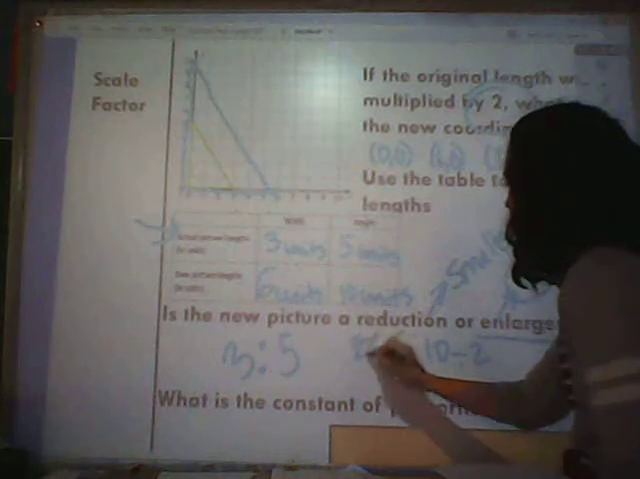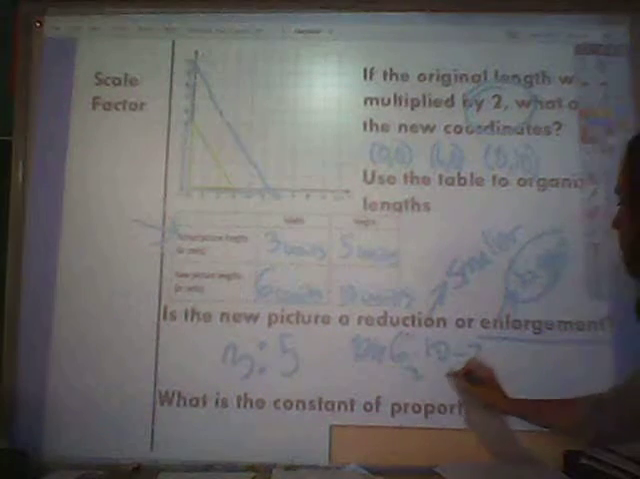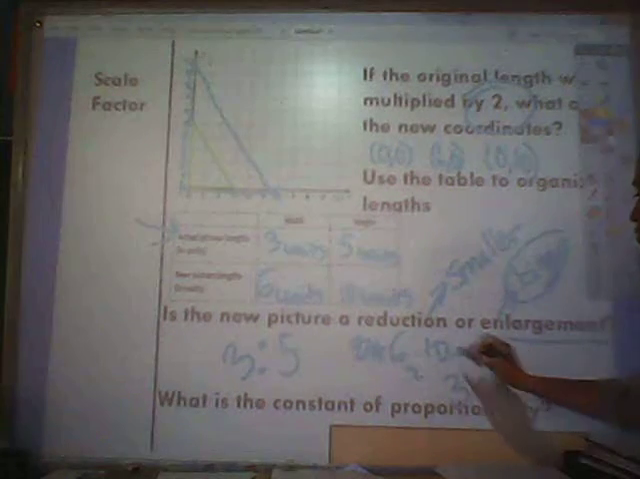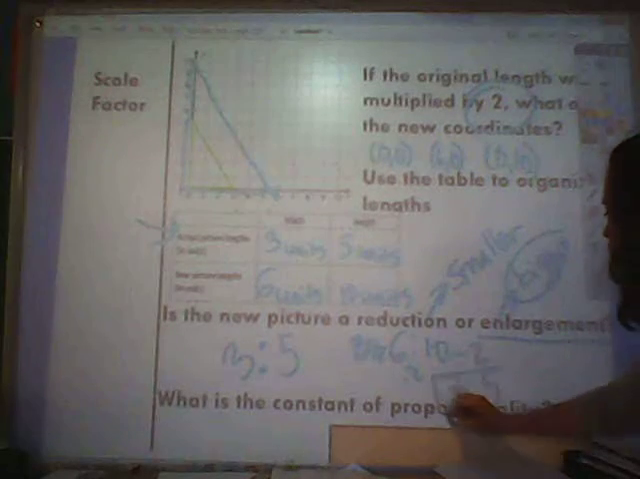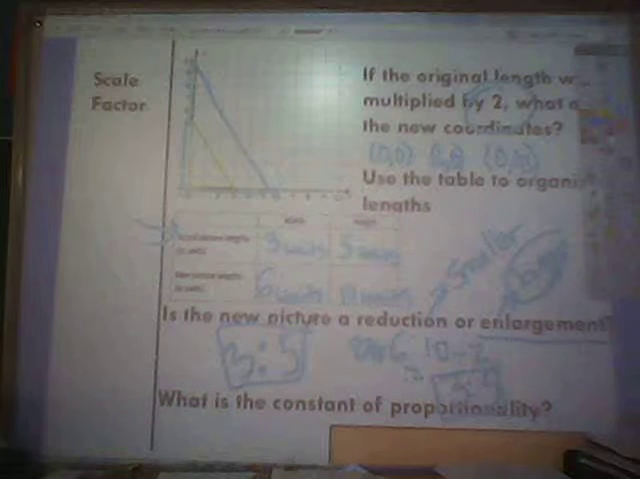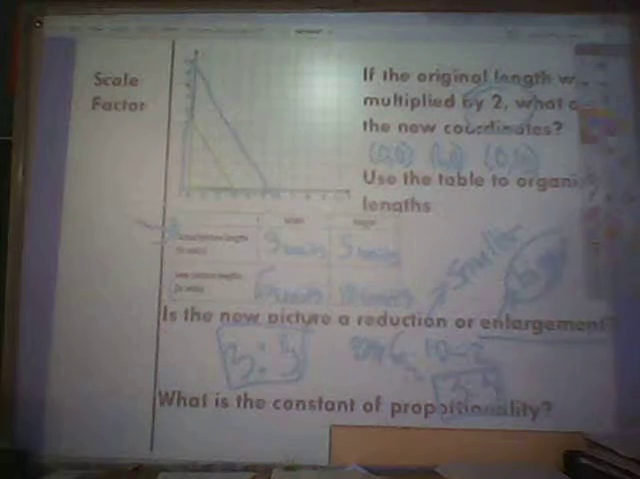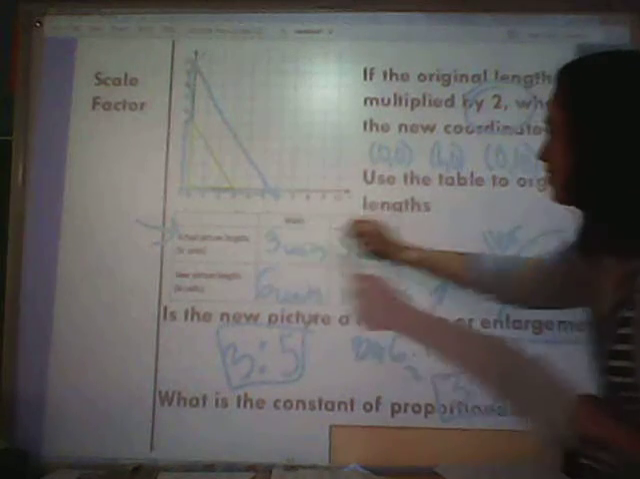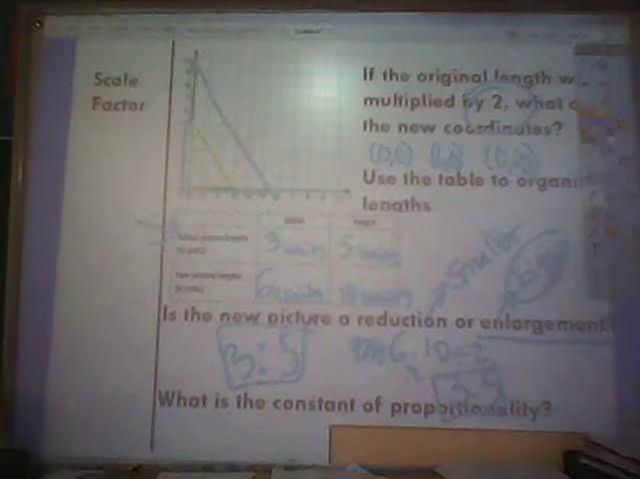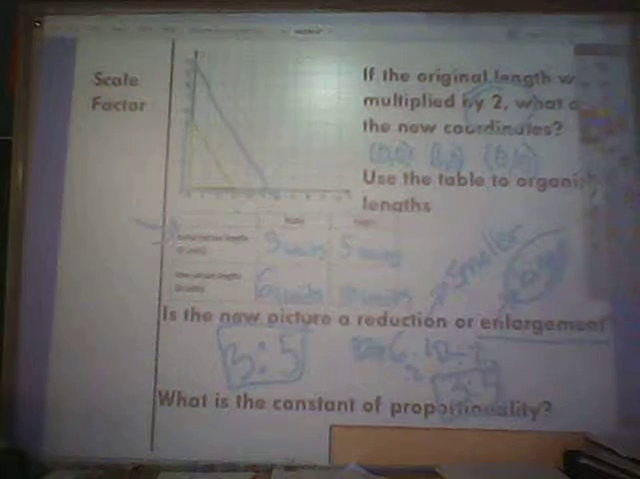Well, that's backwards. 6 divided by 2. How many times does 2 go into 6? The answer would be 3. How many times does 2 go into 10? The answer is 5. So since they share a constant of proportionality, that is a test to show that we know that they are proportional. Again, all I did was find a ratio between the width and the height of my original triangle and made sure that that was the same thing that I had for my new triangle.